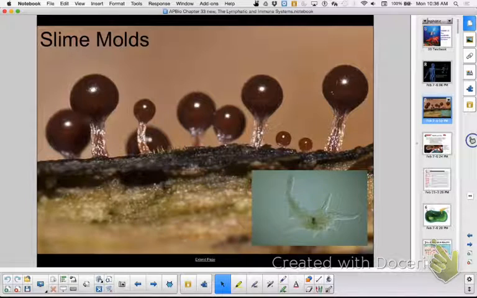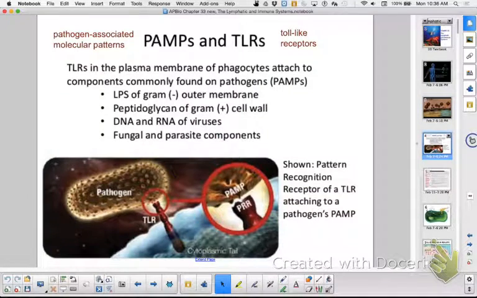Drosophila, what's Drosophila? Fruit fly, okay? So there are things called PAMPs and TLRs. PAMPs are pathogen-associated molecular patterns. Let's try to intuitively figure out what that is. Pathogen-associated, so it must be on some foreign body, right? Molecular, some sort of molecule pattern. If organisms that are pathogens have PAMPs, then that would help us to tell the good guys from the bad guys. That's basically what they are.